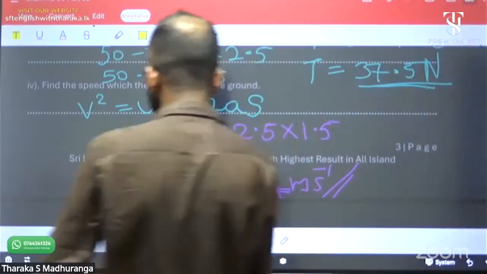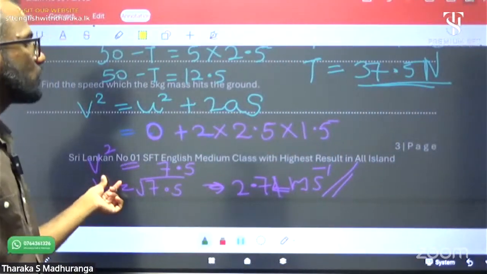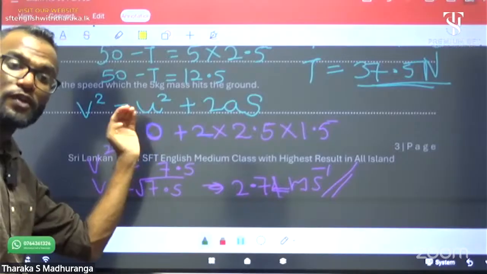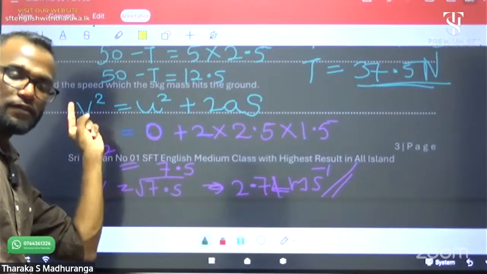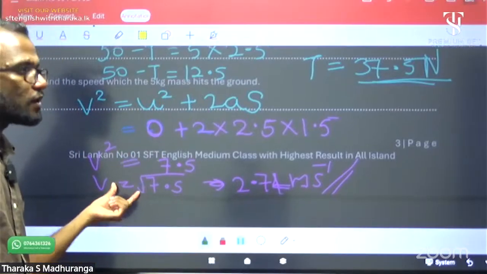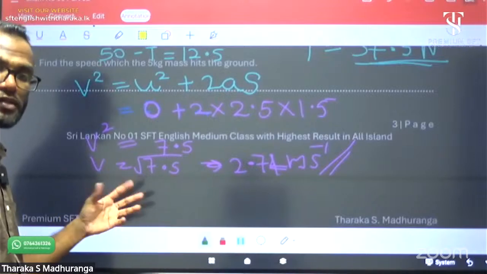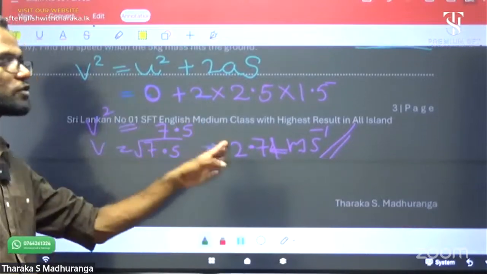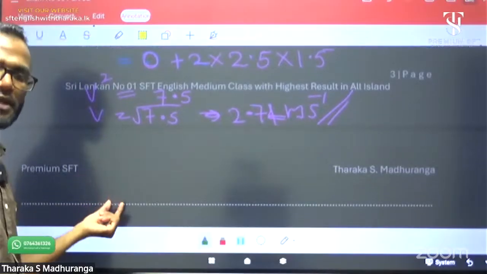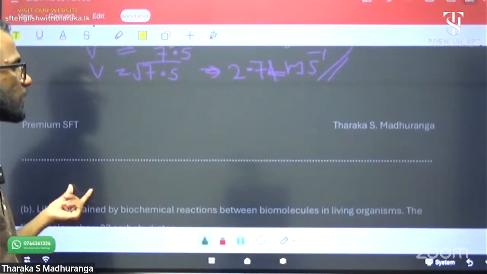Right, Tanya? V squared equals U squared plus... what's the meaning of U squared? Initial velocity, and V squared is the final velocity. It is starting from 0, right? Starting from 0, the final velocity is 2.74 meters per second.